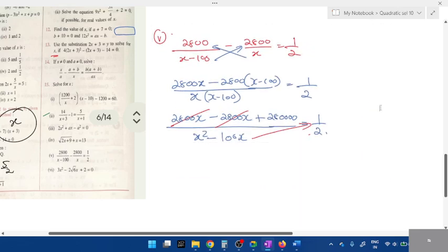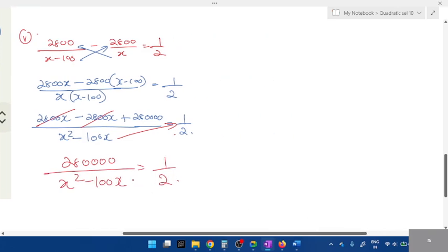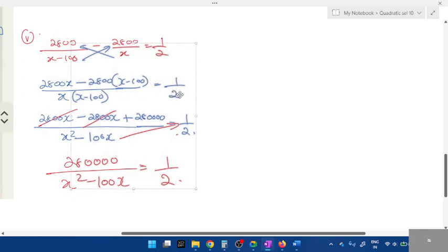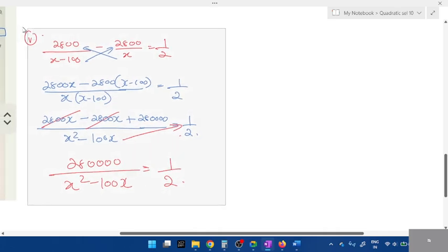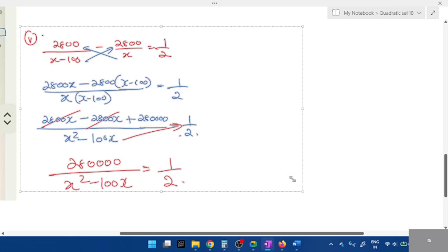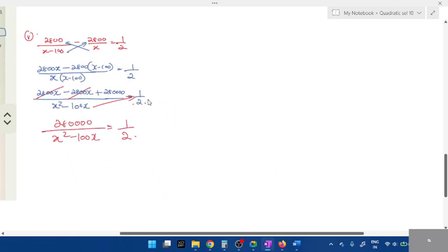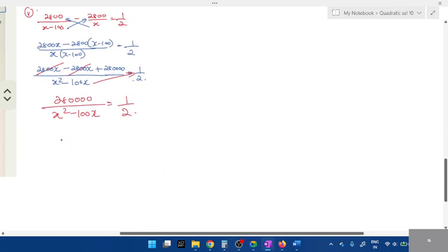So if both get cancelled, there are two ways. This is direct. I'll tell you another way. 2800 divided by x square minus 100x is equal to 1 by 2. What's the next step, students? Yes, cross multiply. So when you cross multiply, 2 into 28 is 56, 1, 2, 3, 4.